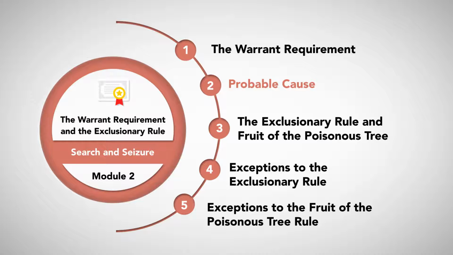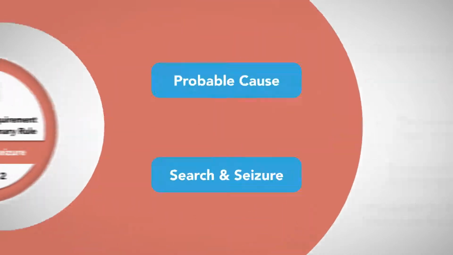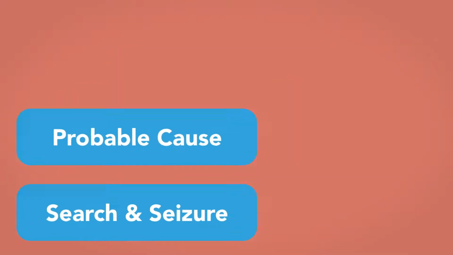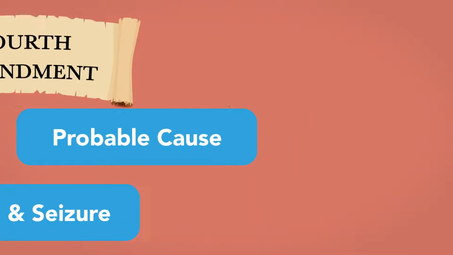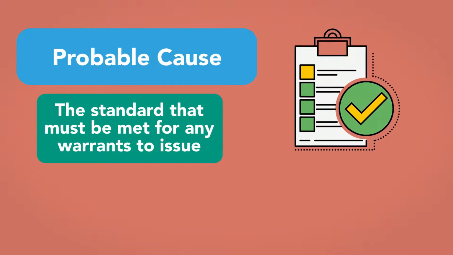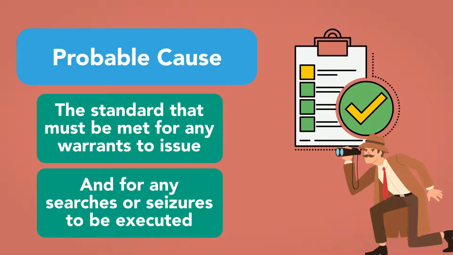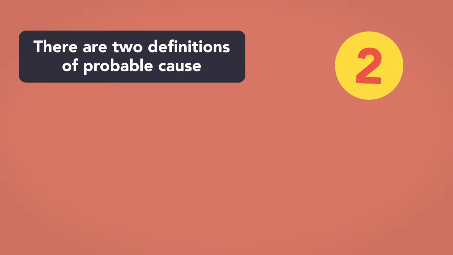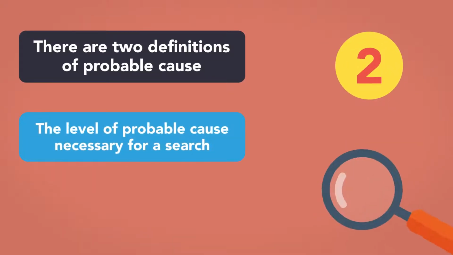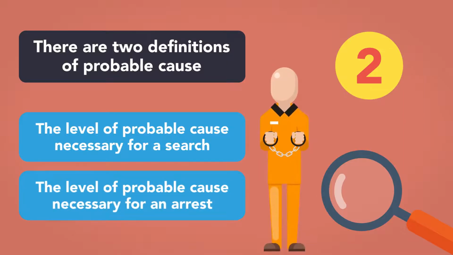Probable cause. Probable cause, like search and seizure, is a phrase that is explicitly mentioned by the Fourth Amendment. Probable cause is the standard that must be met for any warrants to issue, and for any searches or seizures to be executed. There are two definitions of probable cause: the level of probable cause necessary for a search, and that which is necessary for an arrest.